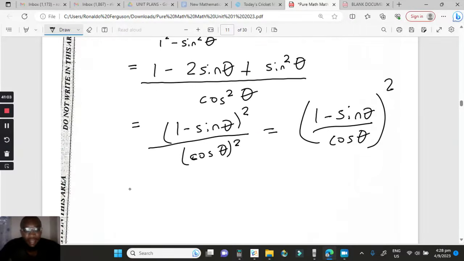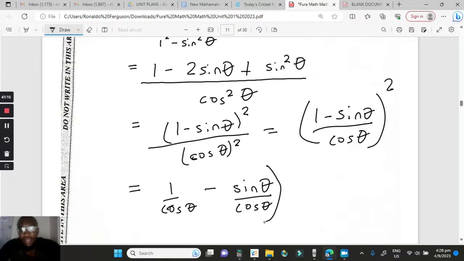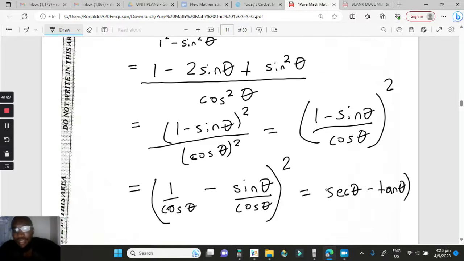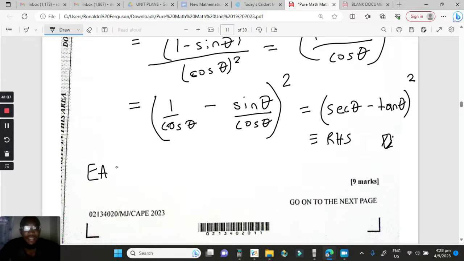Then inside of the bracket now, we can separate it as 1 over cos theta, then minus sine theta over cos theta, and this is being all squared. Now 1 over cos, we know 1 over cos is our sec, and then sine over cos is our tan, and it is being all squared, and we finish, which is our right hand side. Easy. You do this question and you tell them that was ridiculously easy.